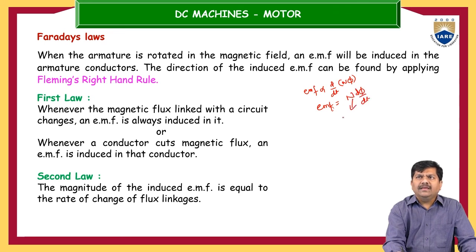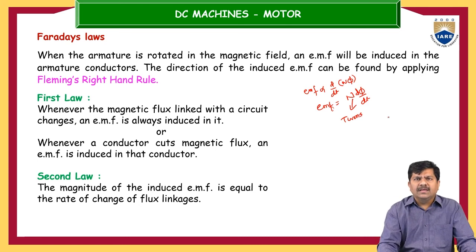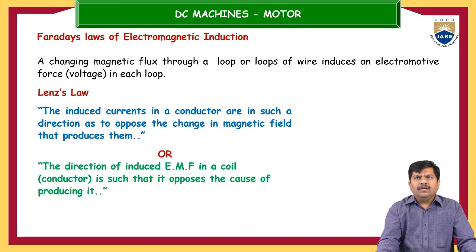What is this N here? This is the number of turns or how many conductors you have kept there. And phi is the strength of the magnetic field, which is the flux lines. So this is the first law and second law. And one more law is there, that is Lenz's law.